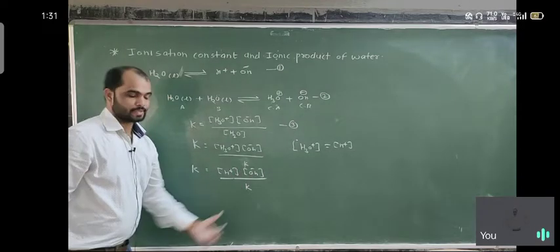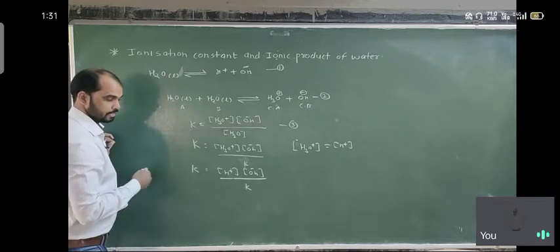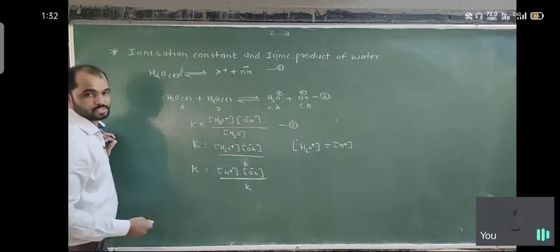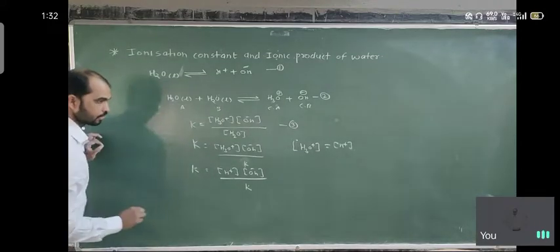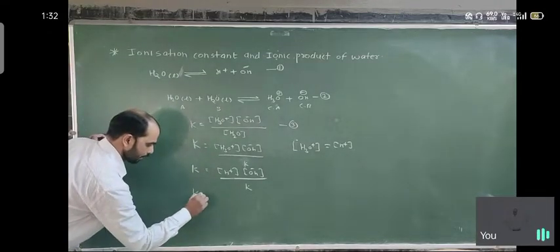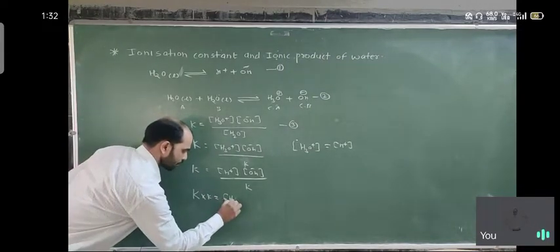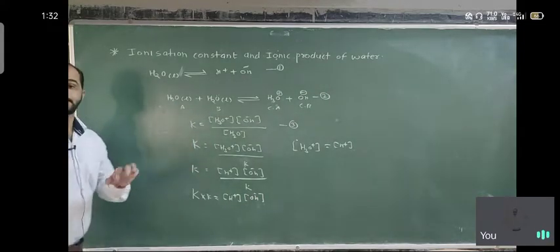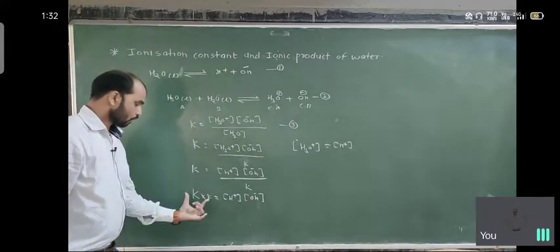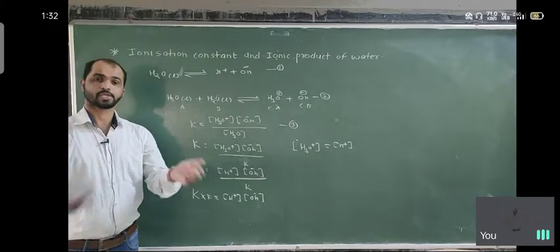minus upon K. So this is a constant, this one is also constant. So we take the constants to one side. So we get the equation capital K times small k is equal to H plus OH minus. So the product of two constants is also a constant.